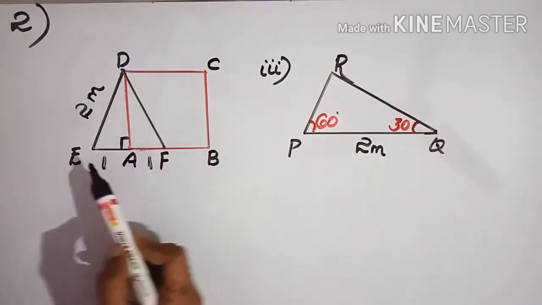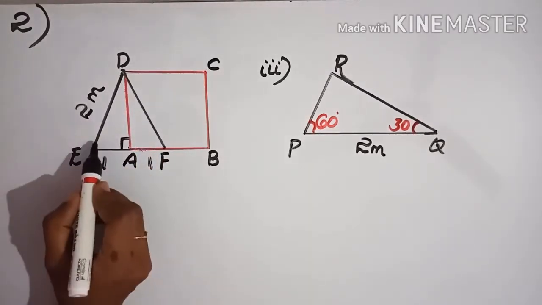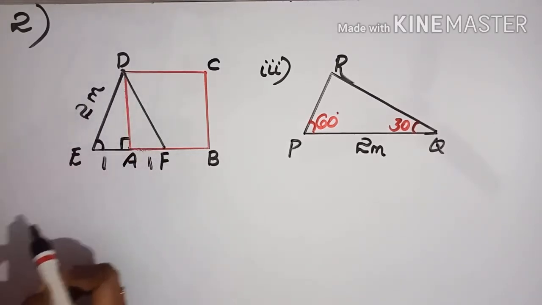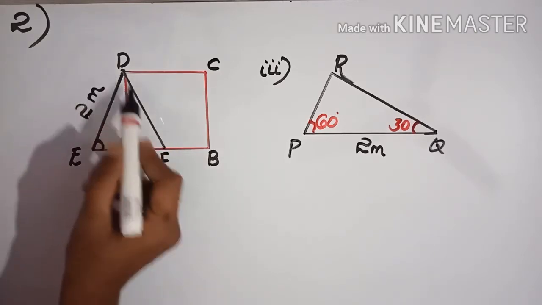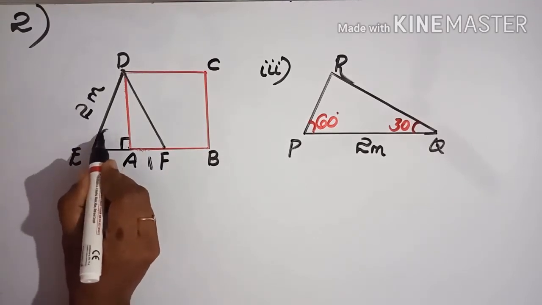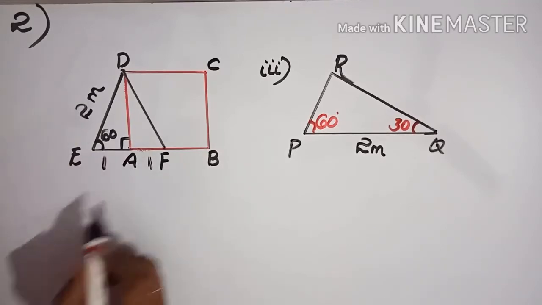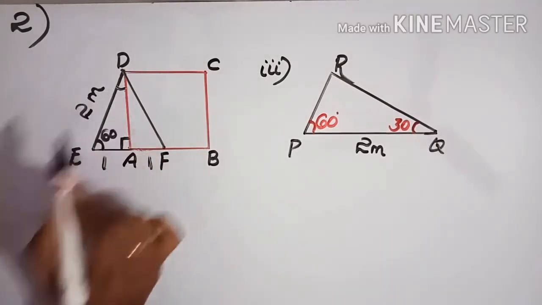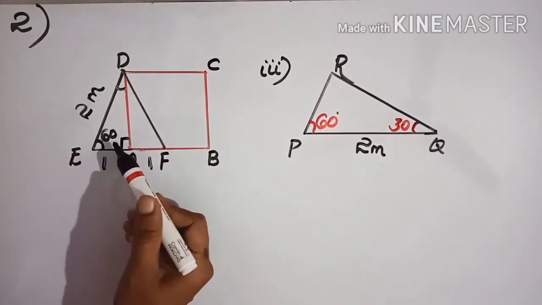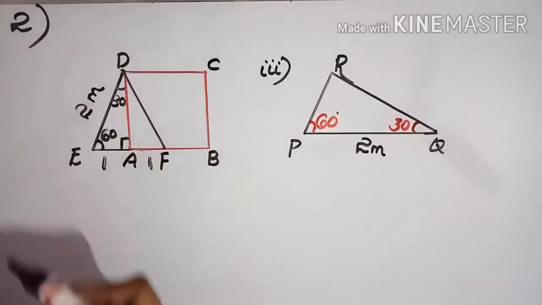Consider the same right triangle EAD. What is the angle E here? We know DEF is an equilateral triangle, the complete triangle. One angle of an equilateral triangle is 60 degree. So this is 60 degree, this is 90 degree. Then what will be this angle, angle EDA? 60 here, 90. So 180 minus 60 plus 90, the answer will be 30. So this is 30 degree.